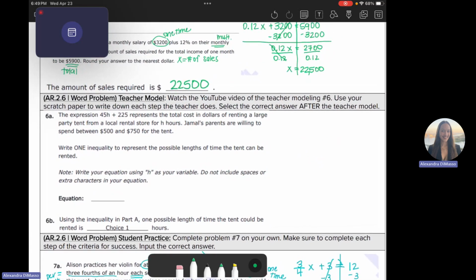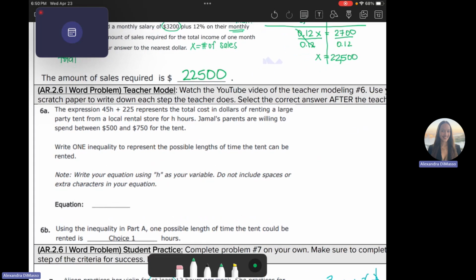Now, it's the same sort of setup. However, for these problems now, we're getting into some inequalities. So let's take a look at number 6. It says the expression 45H plus 225 represents the total cost in dollars of renting a large party tent from a local rental store for H hours. Jamal's parents are willing to spend between $500 and $750 for the tent. Write one inequality to represent the possible lengths of time the tent can be rented.